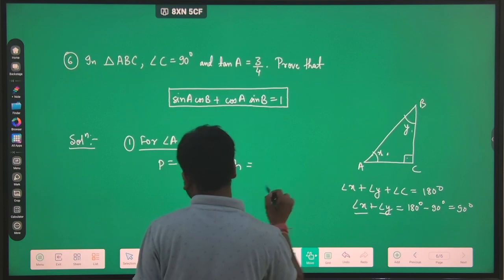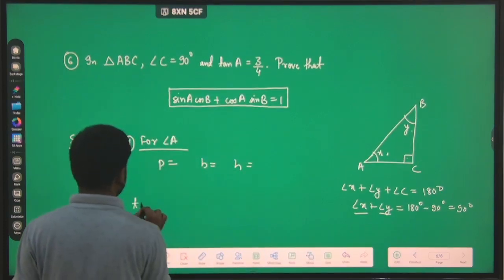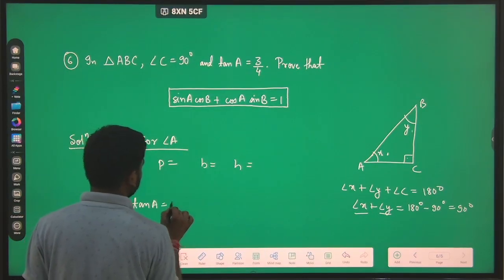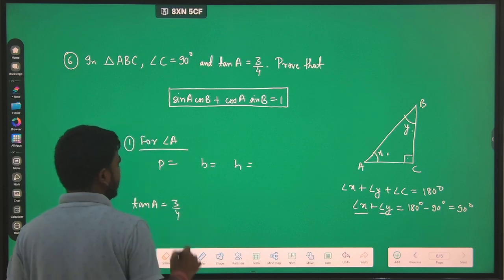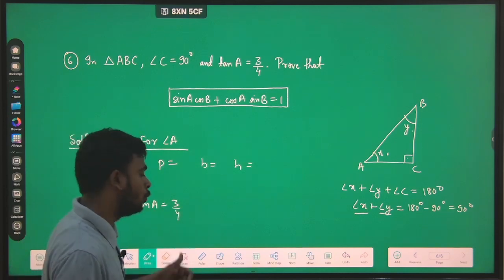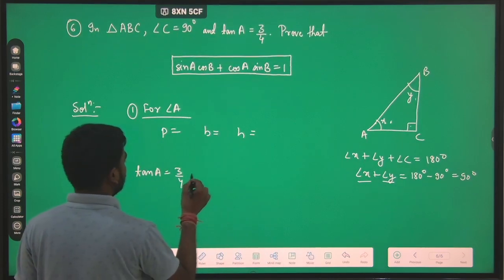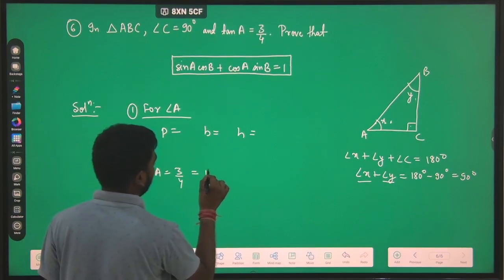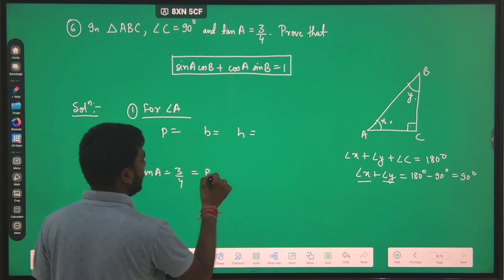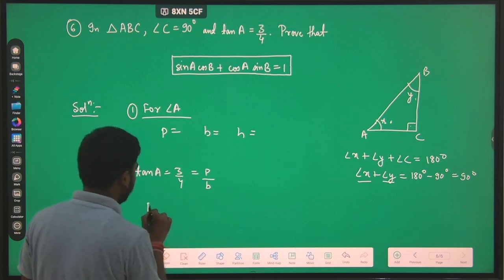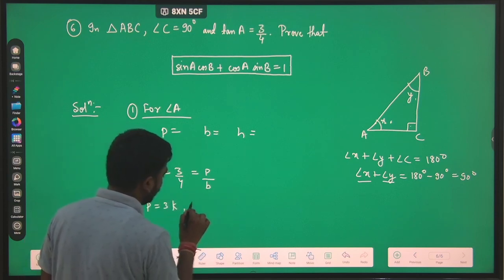We are given tan A as 3 upon 4. Tan A is equal to 3 upon 4. Since it is a ratio, we will convert into factors. Okay. So we know that tan of angle theta is P upon B. So our P will be 3K, B will be 4K.